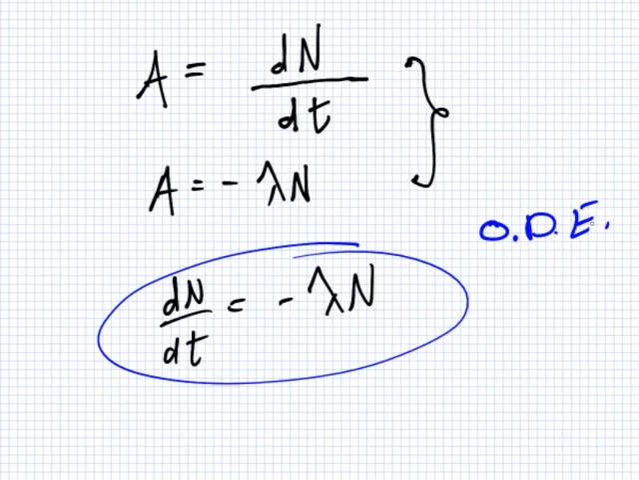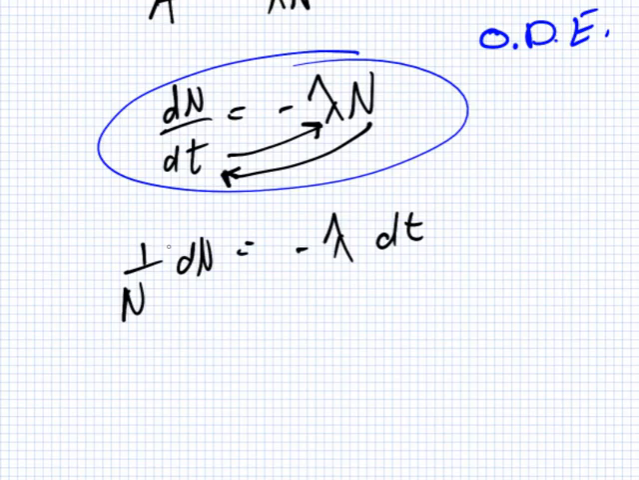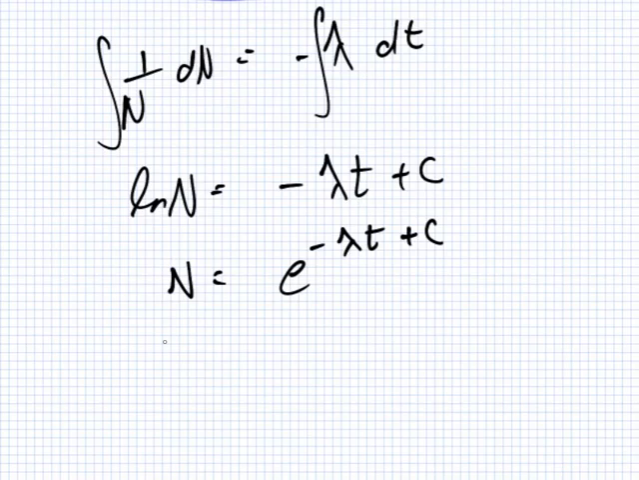Does anyone remember the first step? Yeah, bring the n down and the dt up. So you get 1 over n dn equals minus lambda dt. And then integrate, that's right. So this will be log n equals minus lambda t plus c. That's it. So n equals e to the power of minus lambda t plus c. So then n equals e^c times e^(minus lambda t).